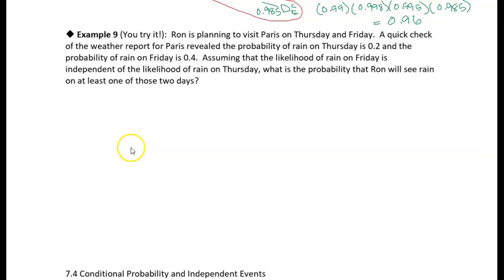Right, so hopefully you looked ahead and gave this one a try. Okay, in this case, we've got independent events again, and that's because we're told that they're independent. So Ron is planning a trip to Paris for Thursday and Friday.